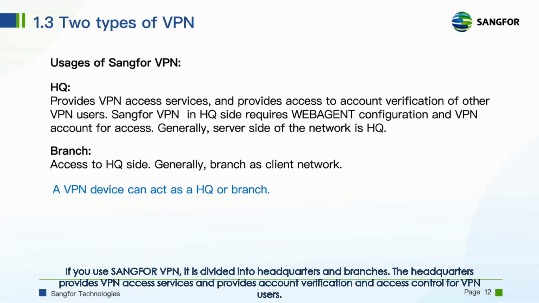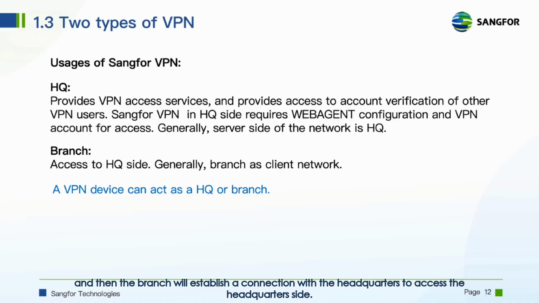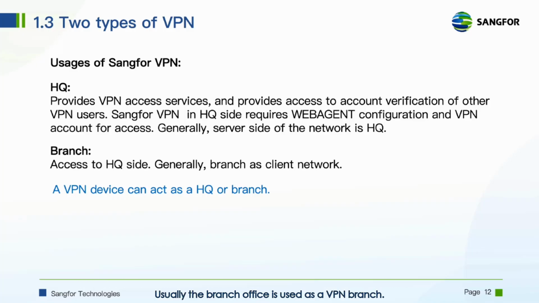If you use Sangfor VPN, it is divided into headquarters and branches. The headquarters provides VPN access services and provides account verification and access control for VPN users. On the headquarters side, we need to configure the WebAgent user branch to connect. Usually, as the server side of the network, we define it as the VPN headquarters, and then the branch will establish a connection with the headquarters to access the headquarters side. Usually, the branch office is used as a VPN branch.